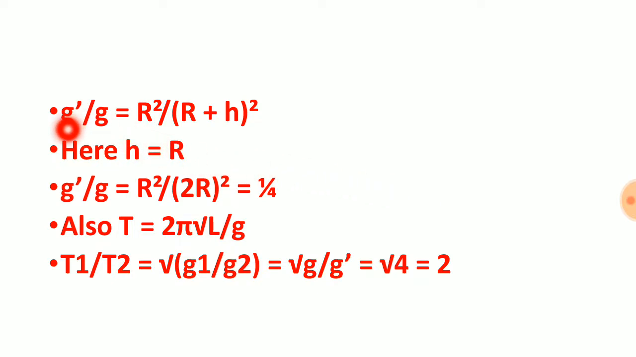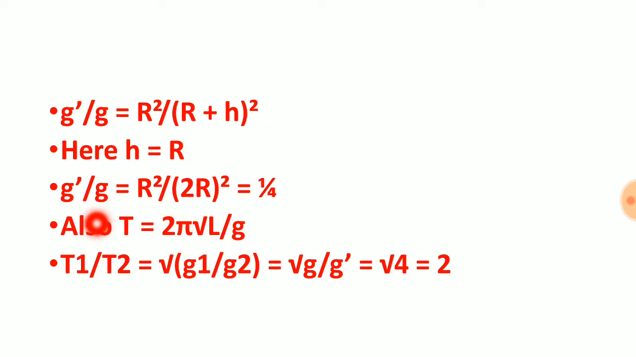for gravity is g dash by g is equal to r square divided by r plus h whole square, because we know that g is inversely proportional to square of radius. Here h is equal to r, so g dash by g will be 1 by 4, because we are taking that pendulum to height exactly equal to radius of earth.